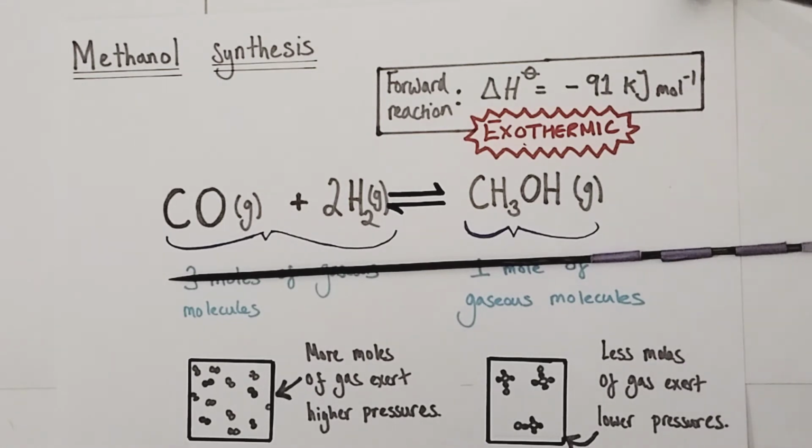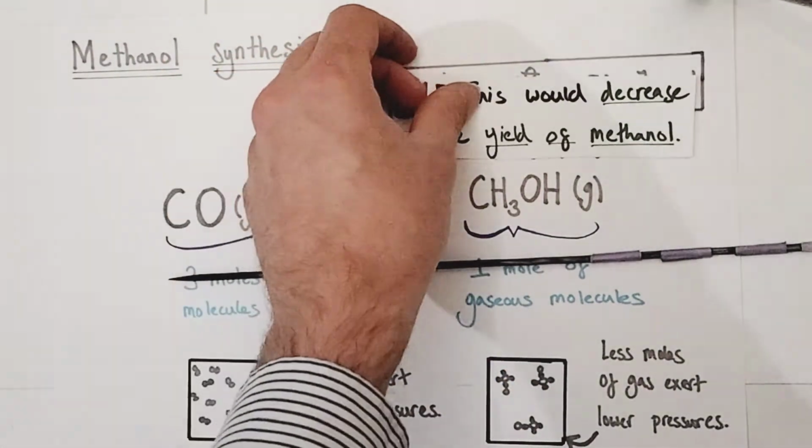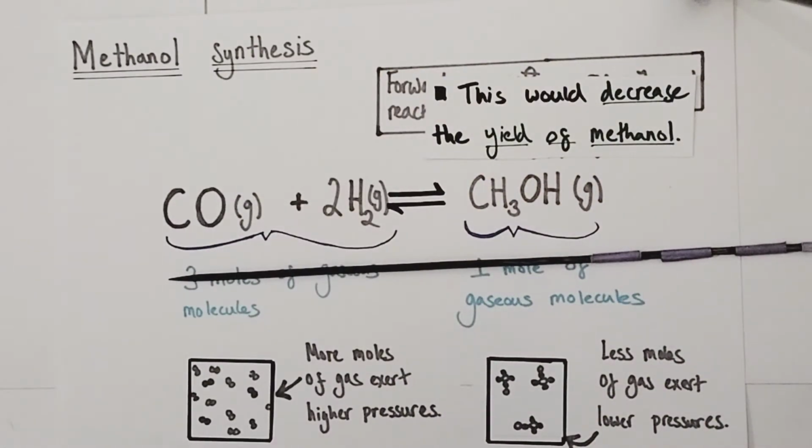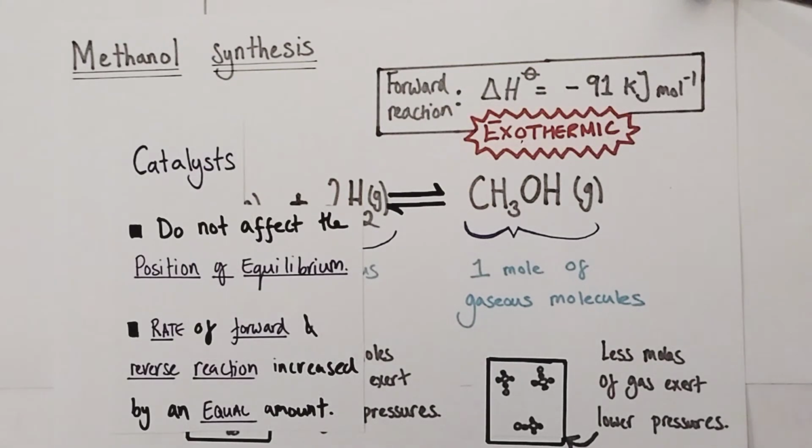Would that be useful from a production of methanol point of view? Not really, because if the equilibrium shifted left, we're going to be producing less methanol. This would decrease the yield of methanol, and would be the least useful thing to have done from a production of methanol point of view.